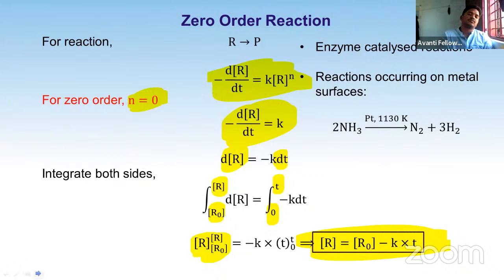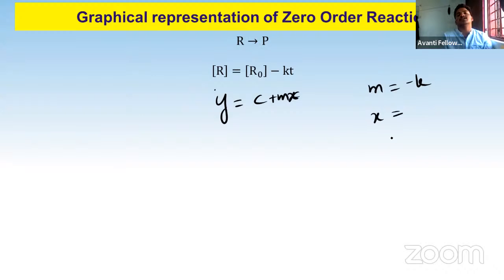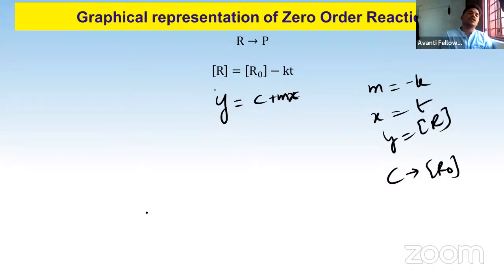If you look at the graphical representation, this is nothing but y is equal to mx plus c. I simply write y is equal to c plus mx. Here m is minus k, x is t, y is the concentration of R, and c is R naught. This is the intercept.